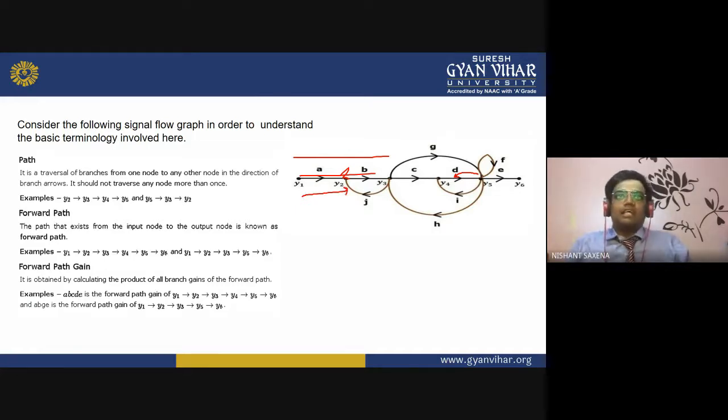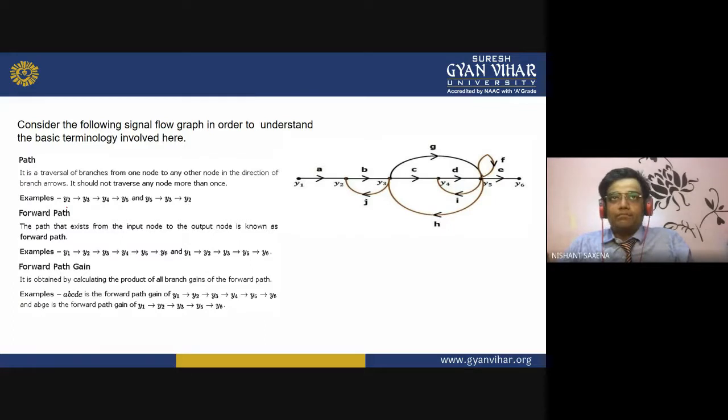It should not traverse any node more than once. This is also one condition. That means we cannot say moving from this node to this node and then again moving to this node. No, the path should not come back again to the same node. I hope this is clear to you. That means one path is y2 to y3 to y4 to y5, and another path is y5 to y3 to y2.